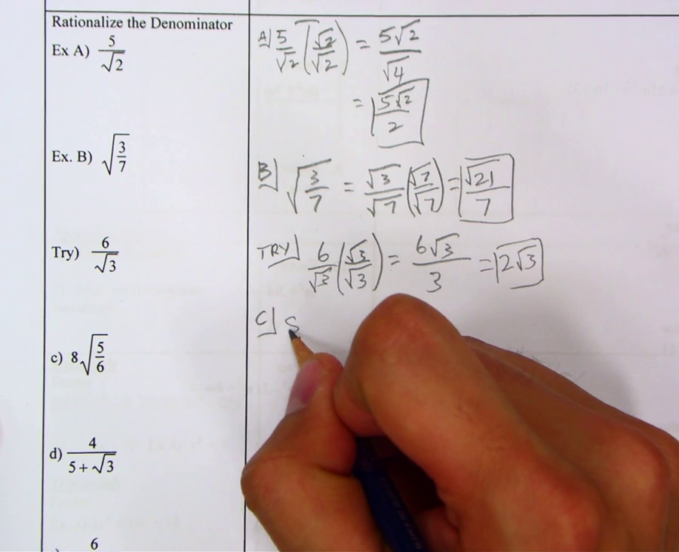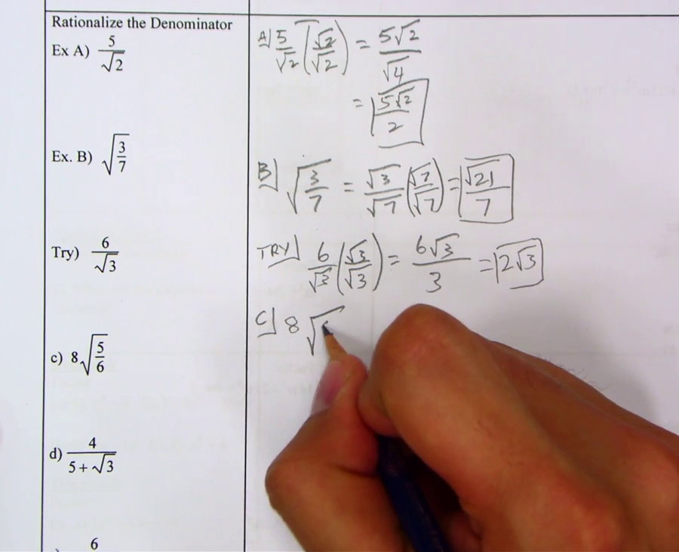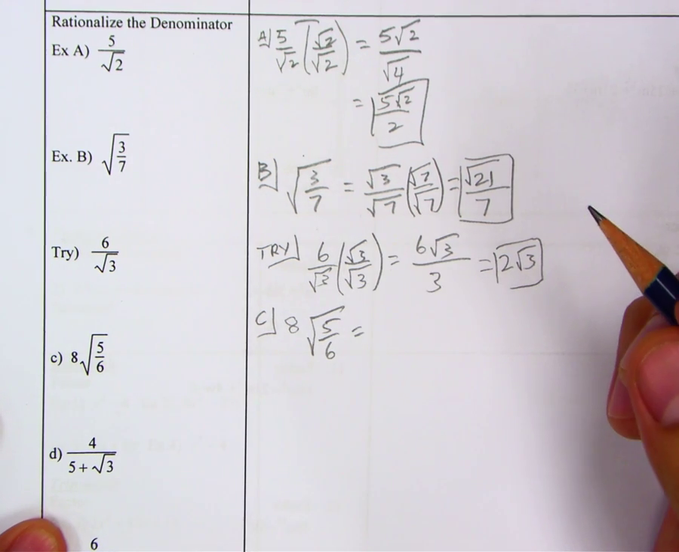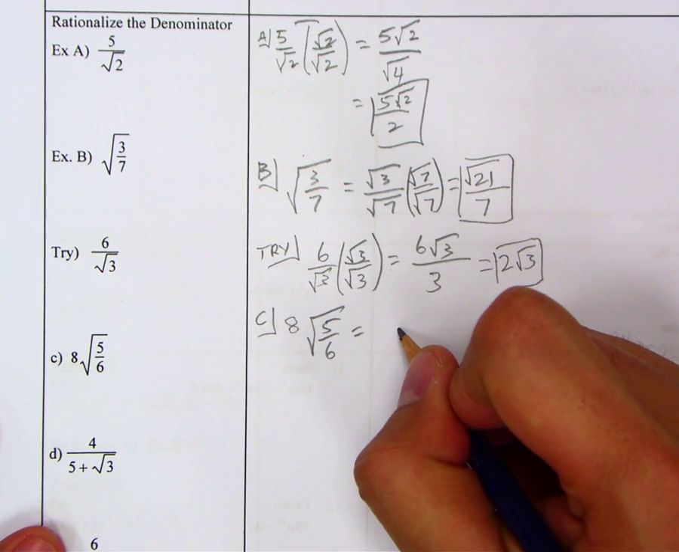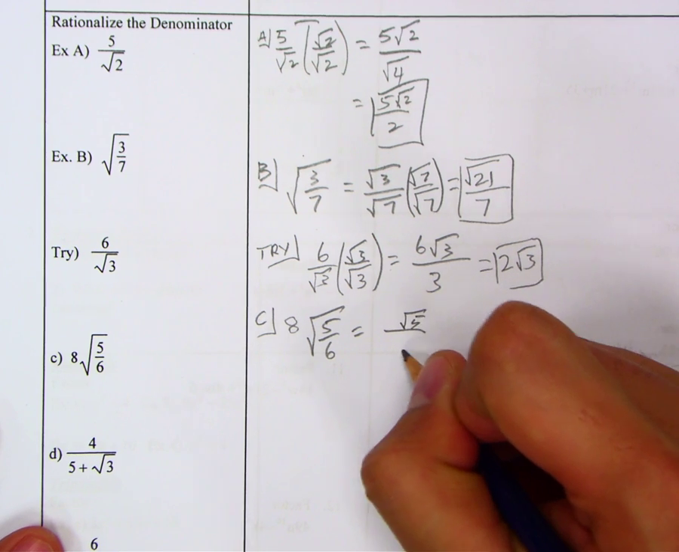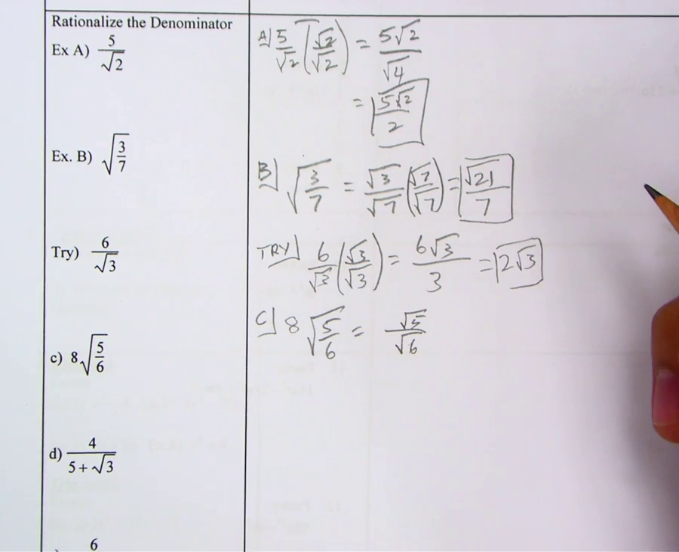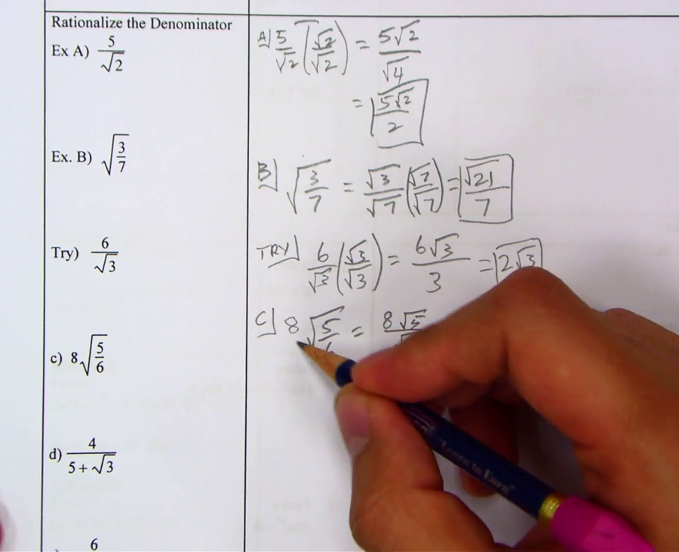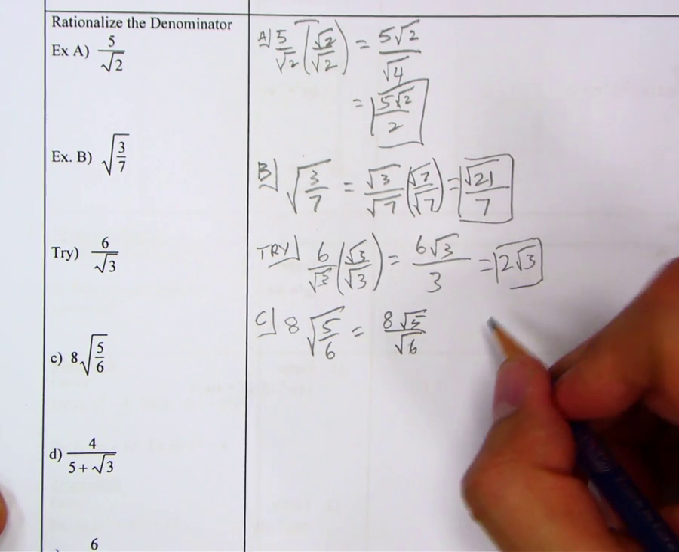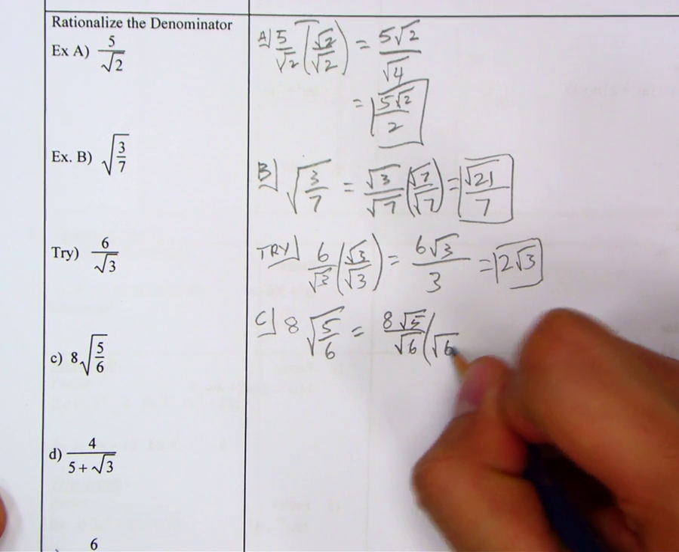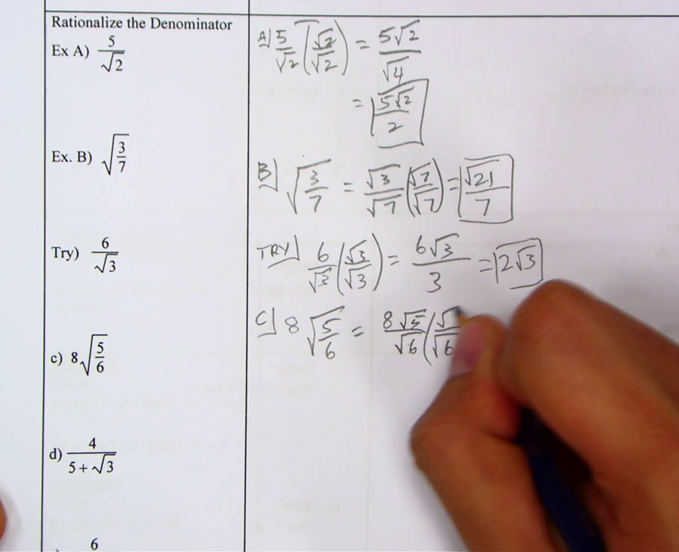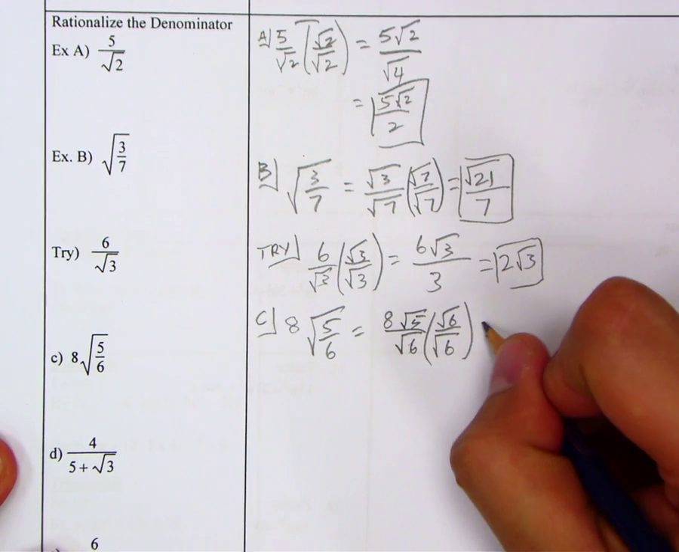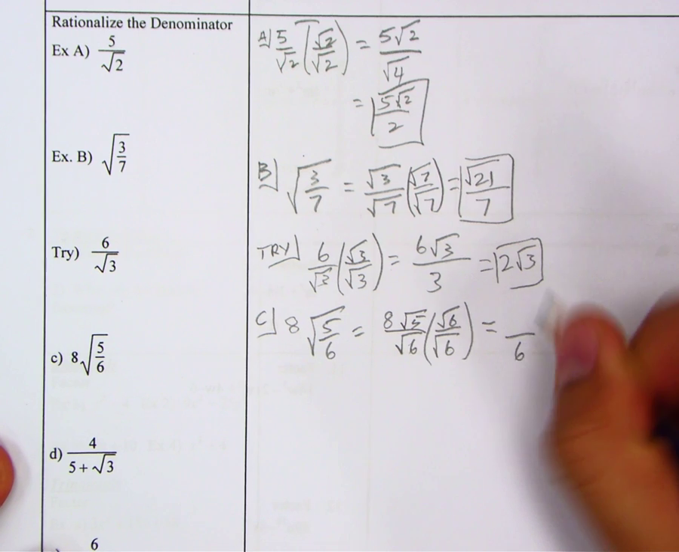C, 8 times square root of 5 divided by square root of 6. I'm just going to rewrite this: square root of 5 over square root of 6. And the 8 is on top because it's 8 over 1 and you multiply across. So right here I'm going to multiply by square root of 6 on top and bottom. I just want the bottom to be a nice number. Square root of 6 times square root of 6 is square root of 36, which is just 6.